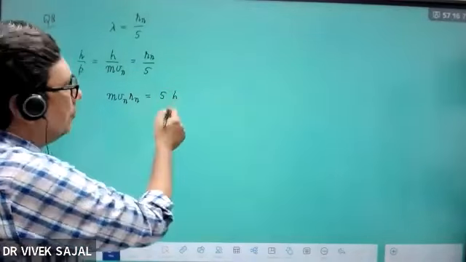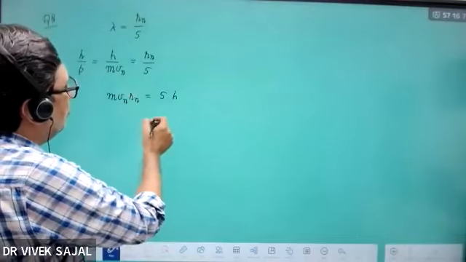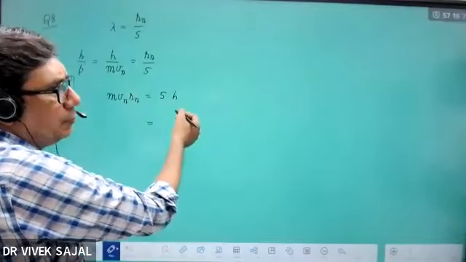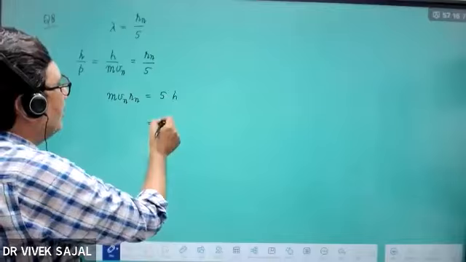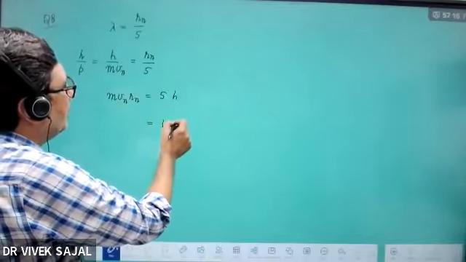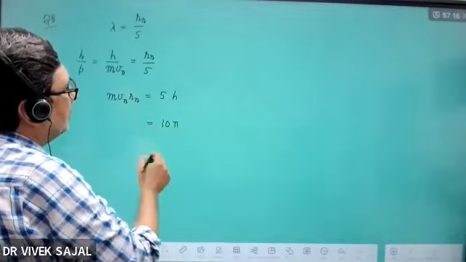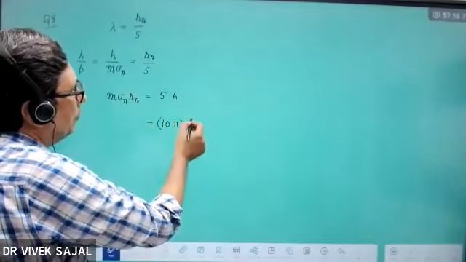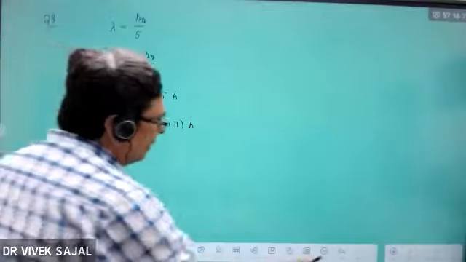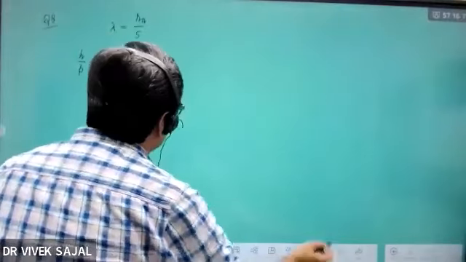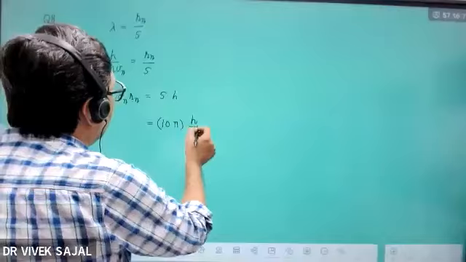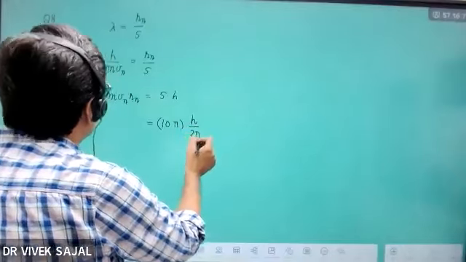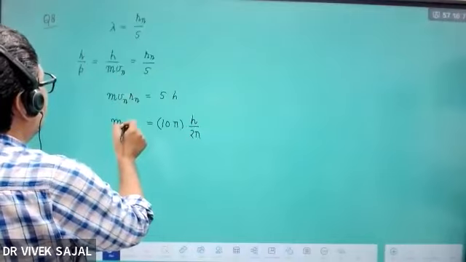If I convert this into h cross, how much will it be? Divided by 2 pi, multiplied by 2 pi. So this will be 10 pi here, multiplied by h upon 2 pi. So this will be h cross, or I can write h upon 2 pi itself. H upon 2 pi, and this will be mv.